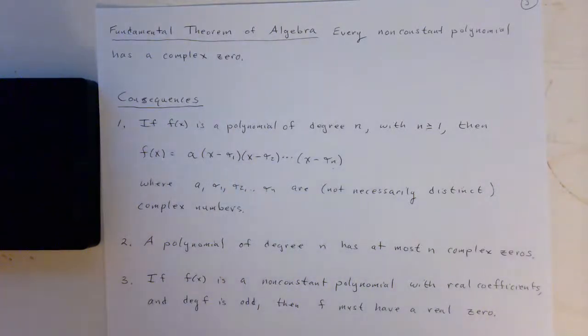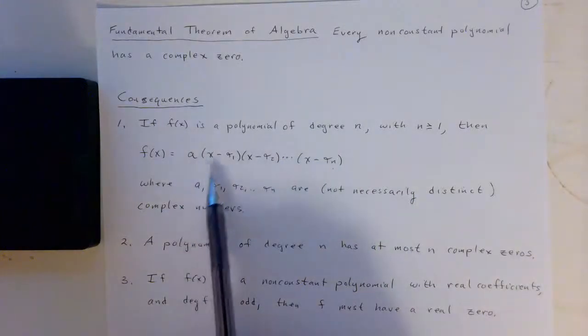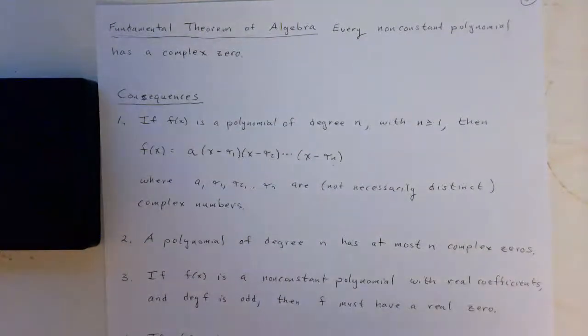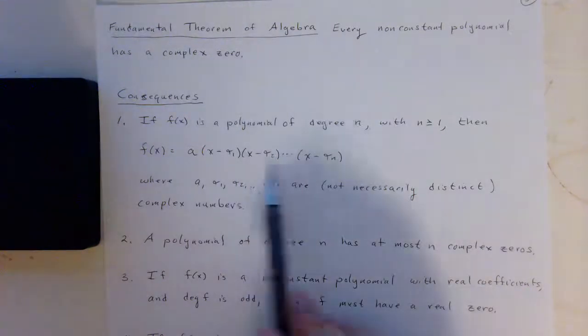And we see that if a polynomial has degree n, we get exactly n complex zeros, even though they might not be distinct. And it's always going to be a product of these n linear factors. We saw that every polynomial that we've looked at in this lesson has been factored in this form.